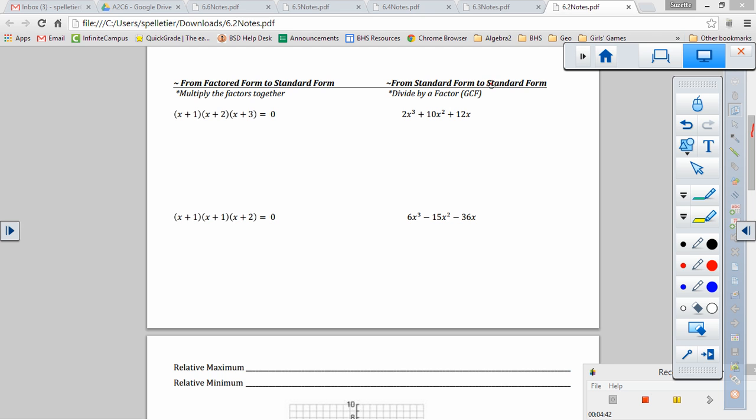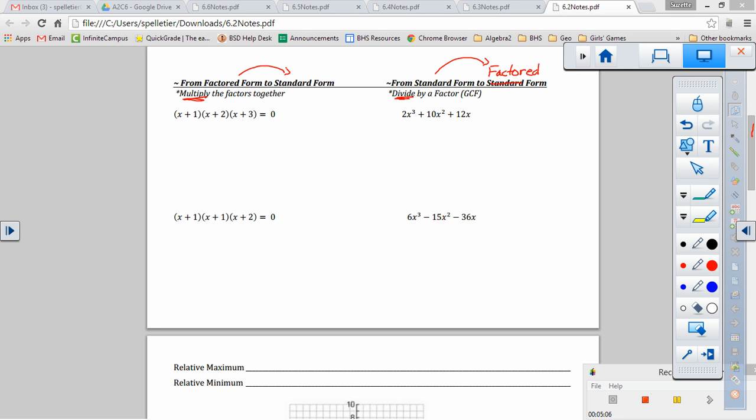So you need to change this typo. We're not going standard form to standard form. That doesn't make any sense. We're going standard form to factored form. And that's where we would do division. So factored form to standard form means multiply them. And standard form to factored form means divide them. Okay?